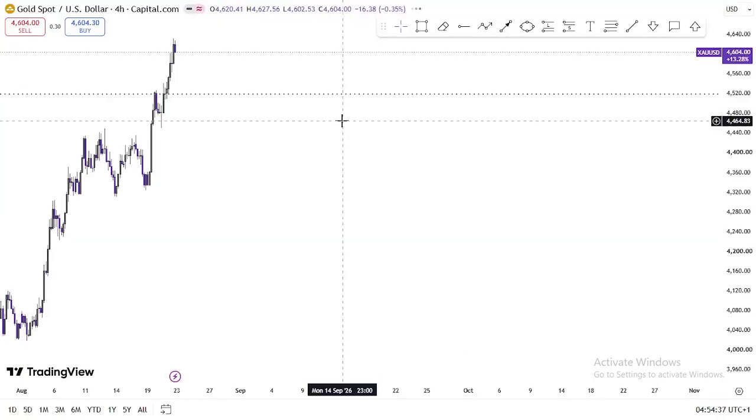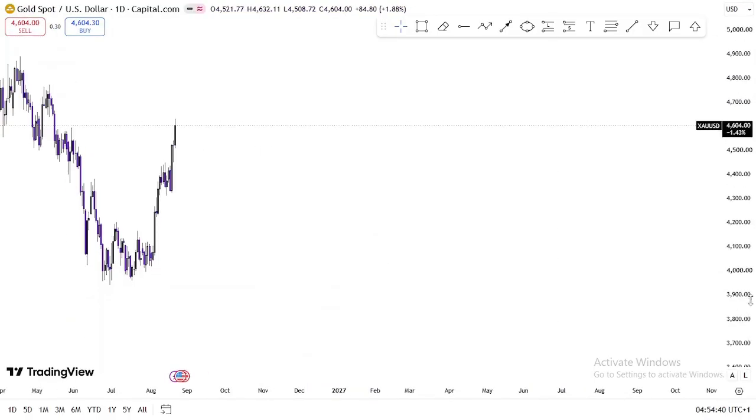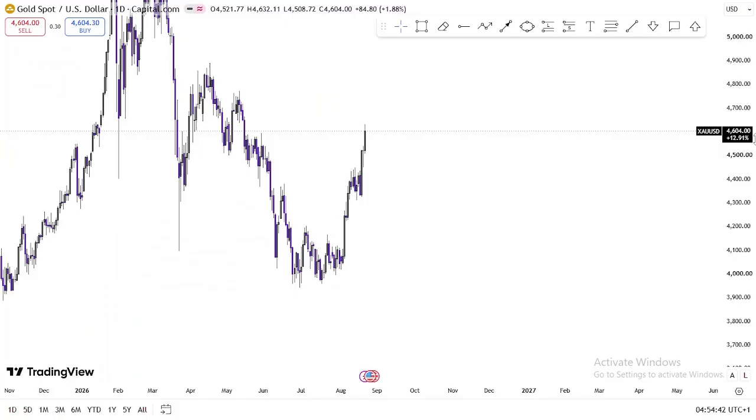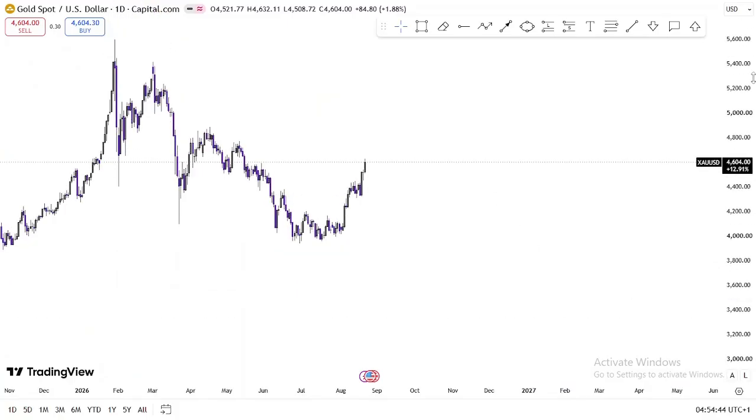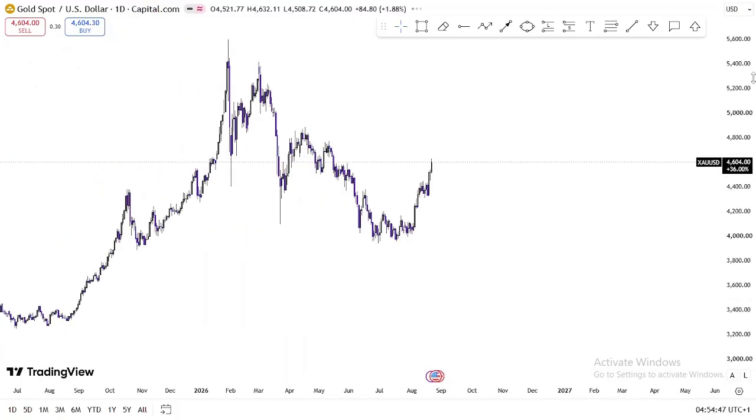And then gold has had a very strong week. It had a very strong week last week, because gold has been funny.